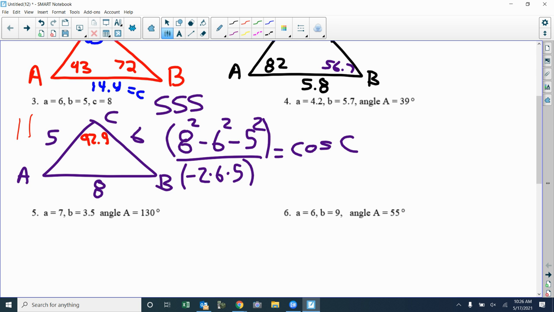Law of cosines from there, you're looking at 48.5 here and 38.6 here. Everybody okay?